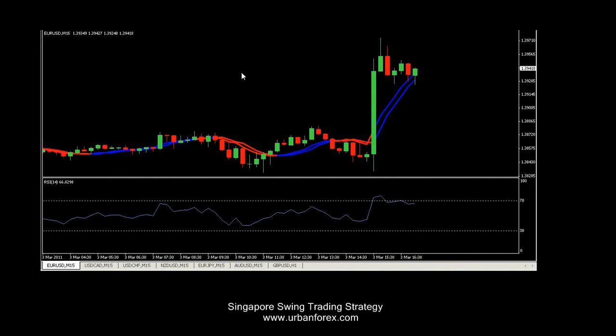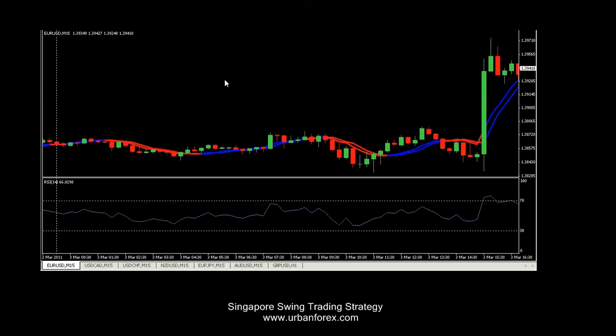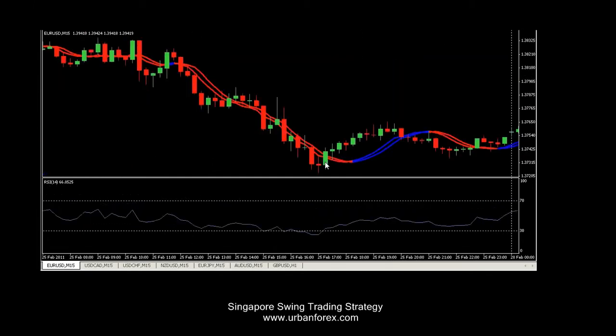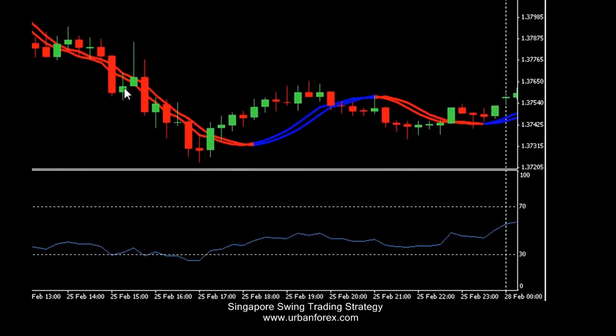Okay, so let me show you some examples here. Let's start with the buy example. Let's scroll back and find you one. Alright, here we have a buy example. You can see that the market was trending all the way down, giving us these two red moving averages, and you can see that down here our RSI closed or started trending down below the 30 level.